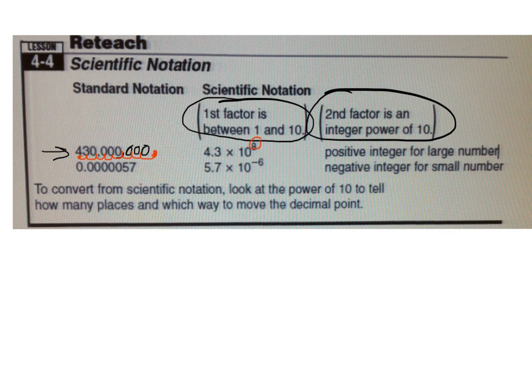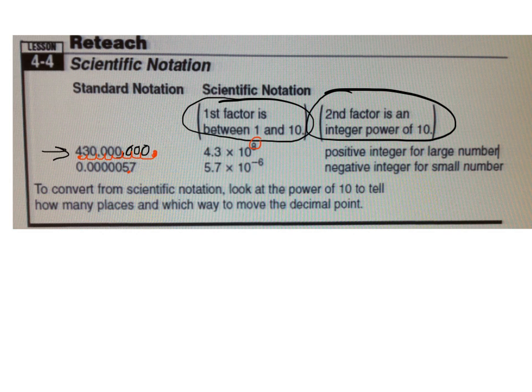Okay? If we have a very small number, 0.000057, we still need to place the decimal point so that we have our first factor between 1 and 10. So we would put the decimal point right between the 5 and the 7. And then how many times would we have to move the decimal to the left? How many times would we be dividing by 10?